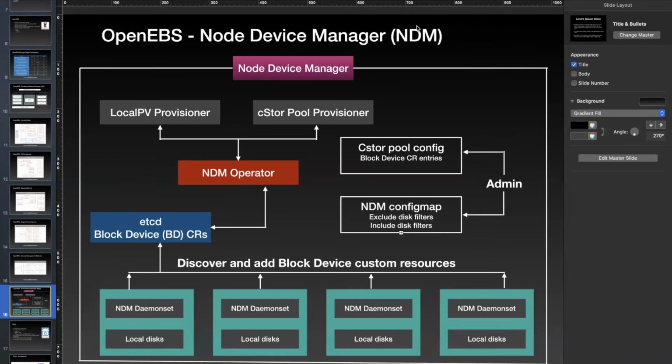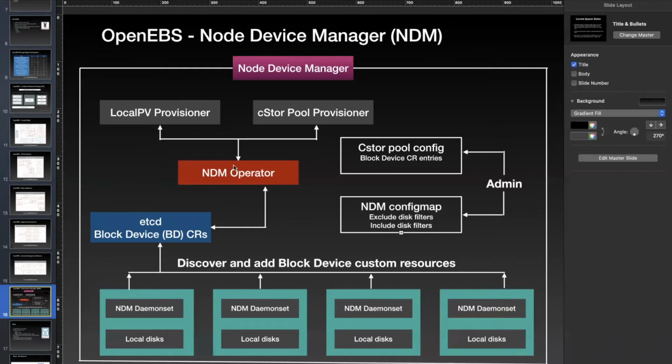And this is a very key component of OpenEBS called the Node Device Manager. As I said, if you have multiple disks, what the Node Device Manager does is create a single pool of multiple disks, and then you can provision storage via a single PVC, persistent volume claim. You don't really have to specify which disk you want to provision or which network the disk should be using. NDM manages the storage pool on its own.